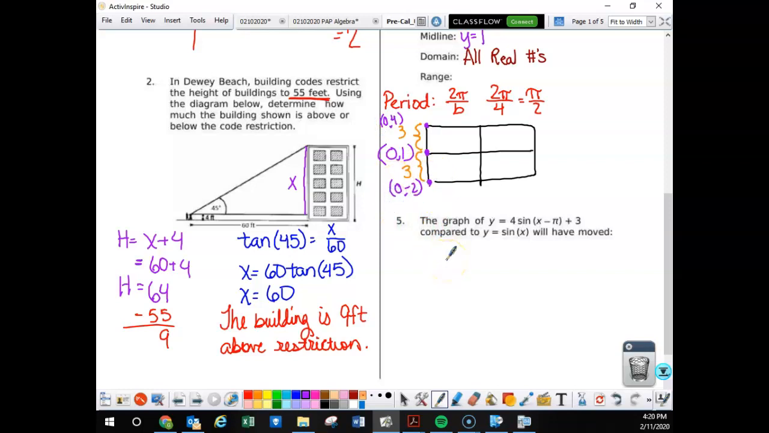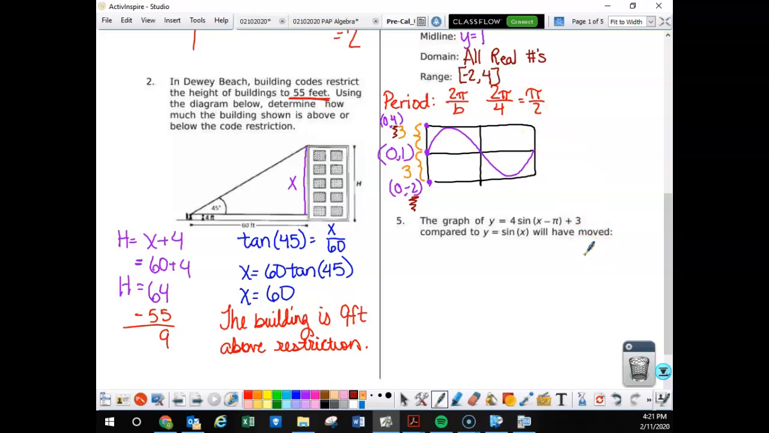Okay, so what the graph looks like is this. So the maximum happens at 4, and the minimum happens at negative 2. So my range is going to be from negative 2 to positive 4. And this is brackets because it is included in the range. So negative 2 to 4.